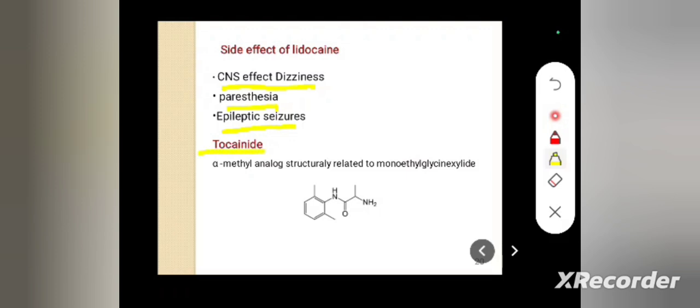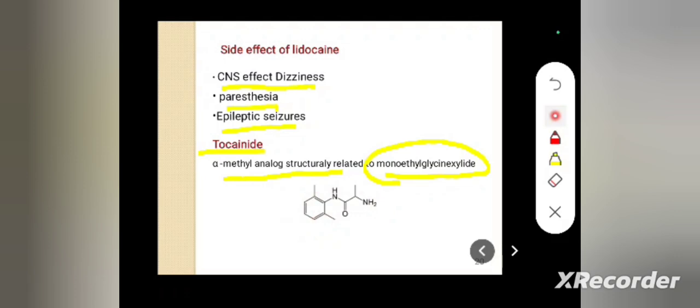Next drug in class 1b, sorry, tocainide. It is an alpha-methyl analog structurally related to monoethylglycinexylidide. So this is the metabolite of lidocaine, and the structurally related analog is tocainide. So here we can see the structure of tocainide.